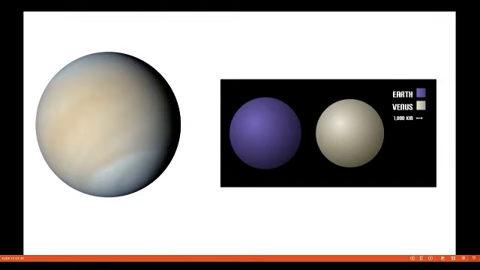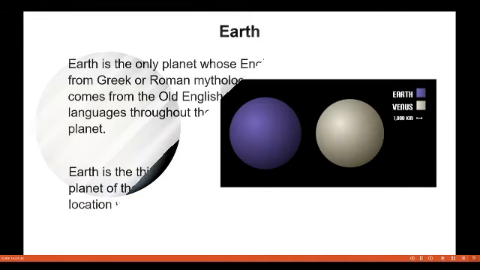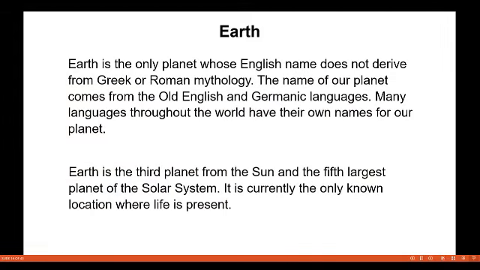So in this diagram, you can see the blue Earth and the gray Venus look the same. As a result, she is the sister of the Earth. Earth is the only planet whose English name does not derive from Greek or Roman mythology. The name of our planet comes from the Old English and Germanic languages. Many languages throughout the world have their own names for our planet. Like in India, in Sanskrit, Earth is called Bhuvan.